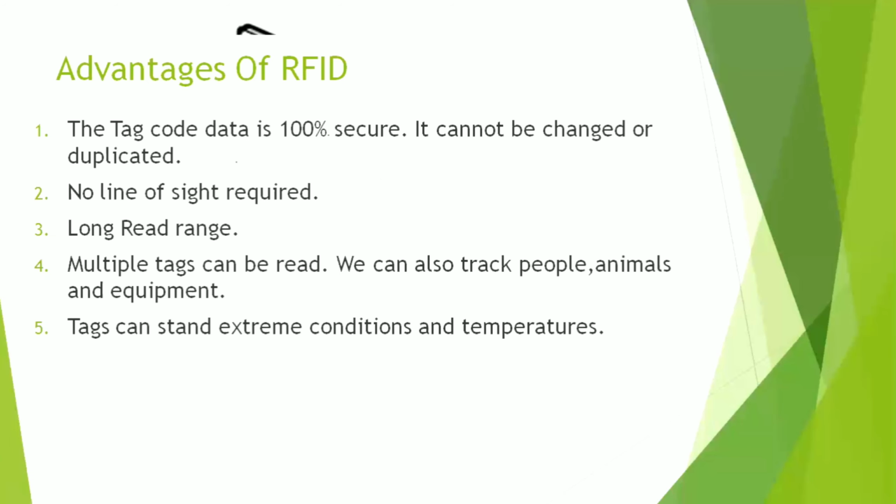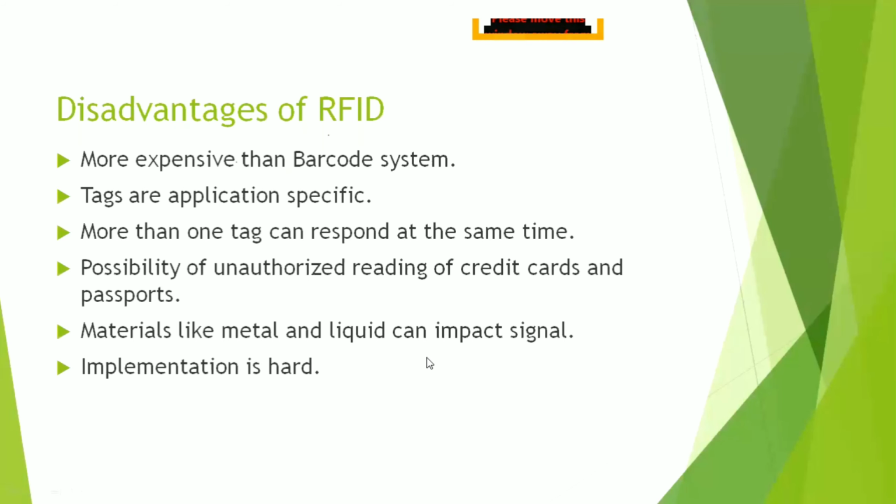So why are we going for this RFID technology? This RFID technology is 100% secure, that is, it cannot be changed or duplicated. And as I have already mentioned, no line of sight is required, and it has a long read range. One more major advantage is that multiple tags can be read at the same time, and we can track people, animals and equipment. And importantly, the tag can withstand extreme conditions and temperatures also. That's a major advantage. Now let us look at the disadvantages.